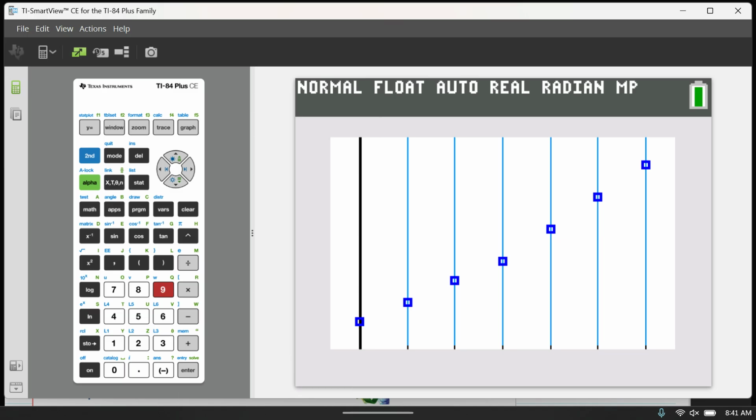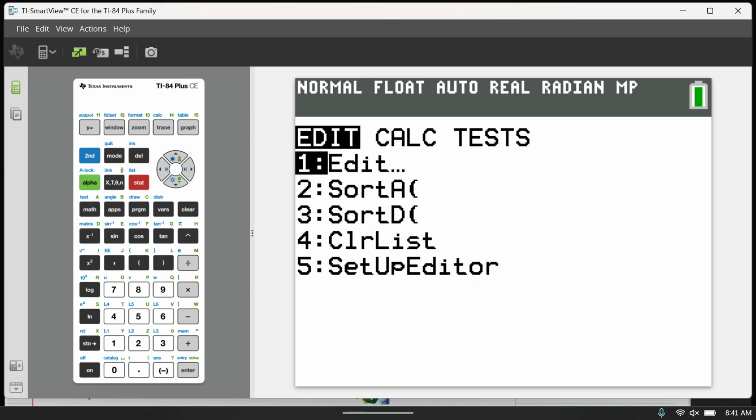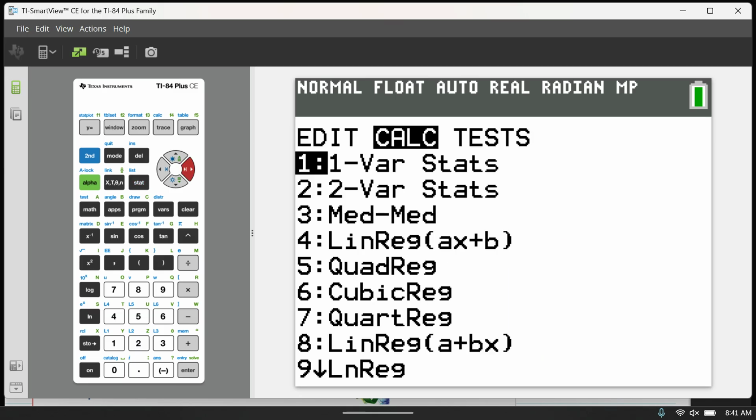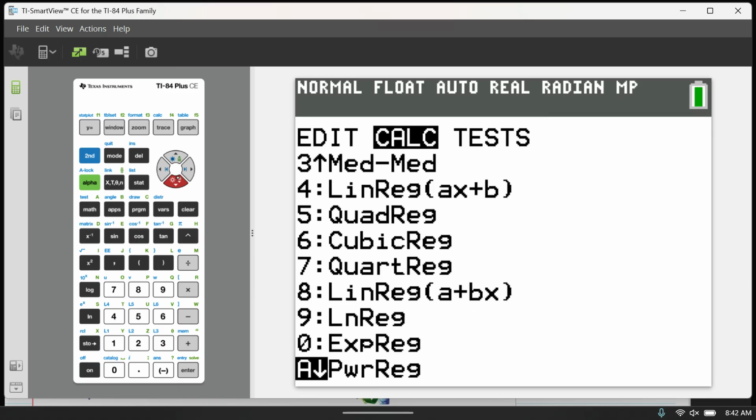So I'm going to go stat. I'm going to press the right arrow key to go to calc. And then I want to do exponential regression. So I'm going to scroll down until I see EXP REG. There it is, EXP REG. That's exponential regression. I'm going to hit enter.